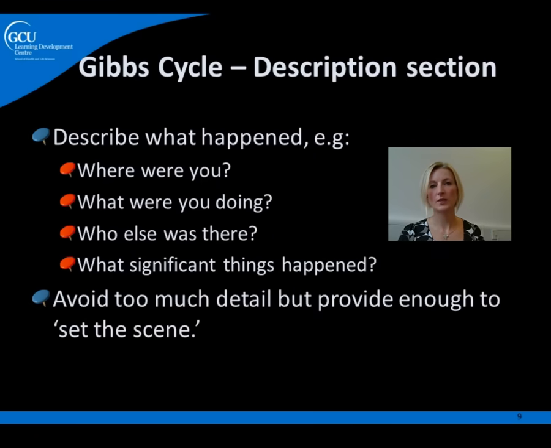The first part of your reflective account, the description, is the easy part. Here you should describe what happened. So for example, you might describe where you were, what you were doing, who else was there, and what significant things happened. The key here is not to provide too much detail, but enough just to set the scene. A common mistake here is to use up too much word count with too much unnecessary detail.